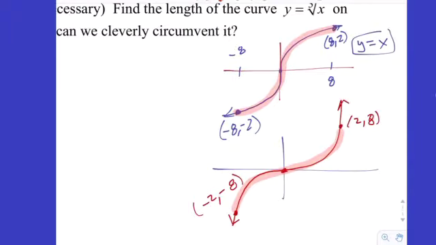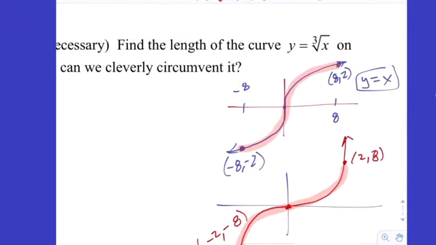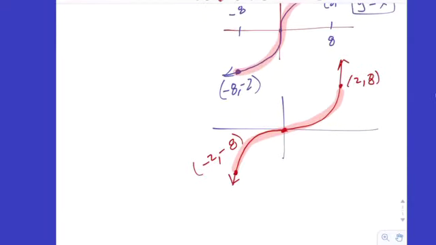So we can kind of redefine the problem. Finding the length of the cube root of x from -8 to 8 is now equivalent to finding the length of the curve of x cubed. Let me go ahead and write that. From -2 to 2. And now we're not going to run into a problem because what's the derivative at 0 now?